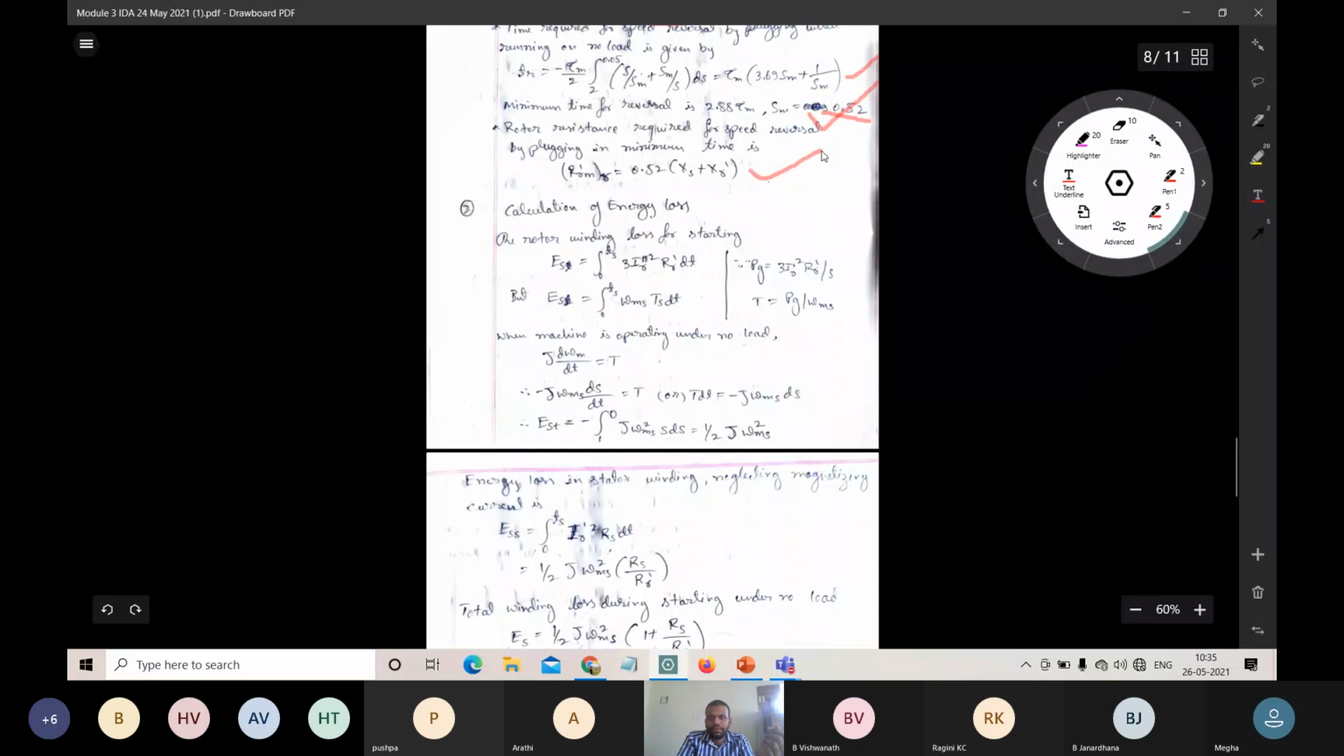You have to remember the different constants, the time constants at the time of starting, at the time of braking, and at the time of speed control. So these three equations give you the time constants at the time of transient analysis for starting, plugging, and speed control.